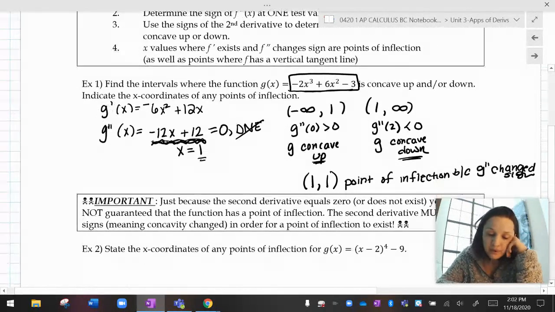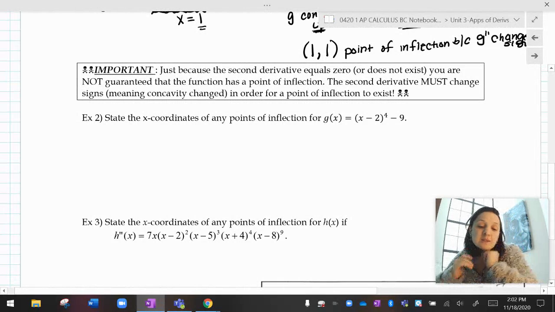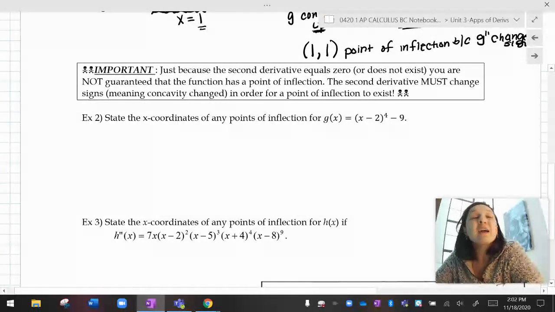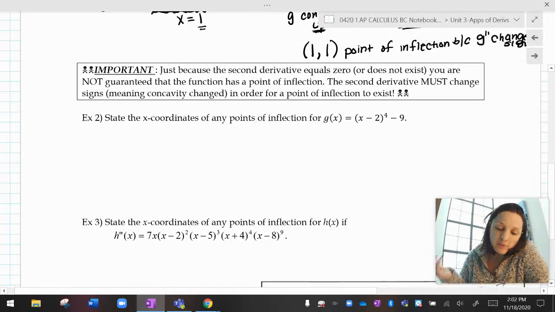Not so bad. Now, this is an important thing. Just because the second derivative equals 0 or doesn't exist, you are not guaranteed to have a point of inflection. Points of inflection are where the concavity changes, where your second derivative changes sign. That means I couldn't care less what the sign or value of the second derivative is at a certain instance. All I care about is, did it change there? Okay? So let's come down here and talk about that.